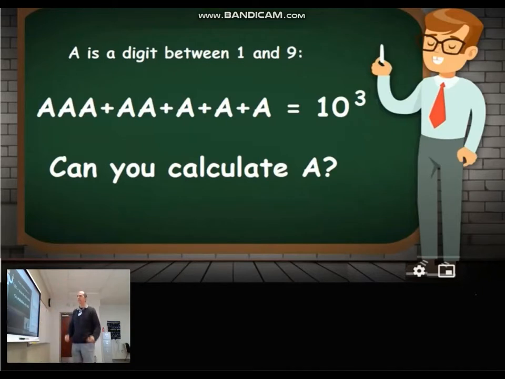The puzzle today is about this math teacher explaining something on the board, and asking: if A is a digit between 1 and 9, and you have A + AA + A + A + A = 10^3, can you calculate A? This is the question of the math puzzle today. Try to figure it out, and after the lesson we will get back and find the solution.